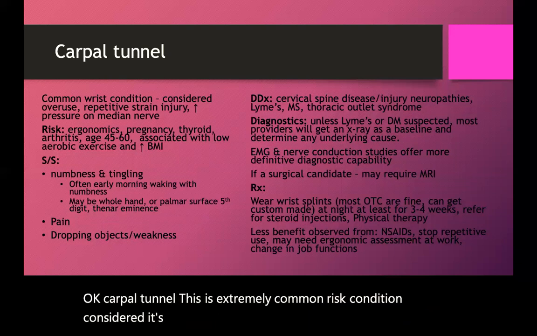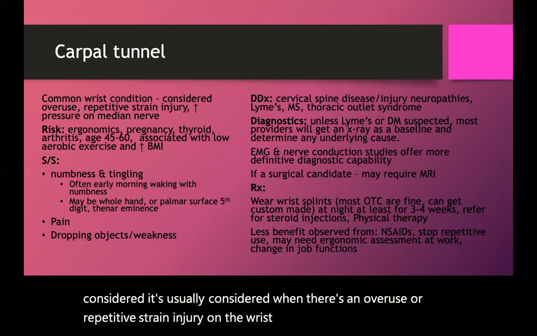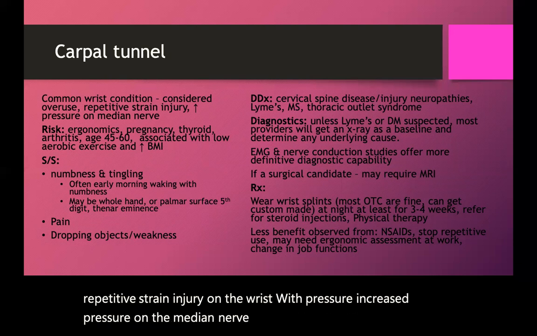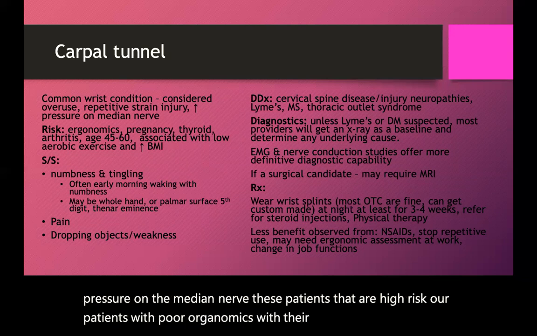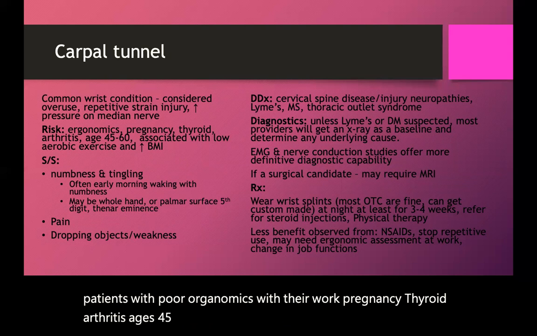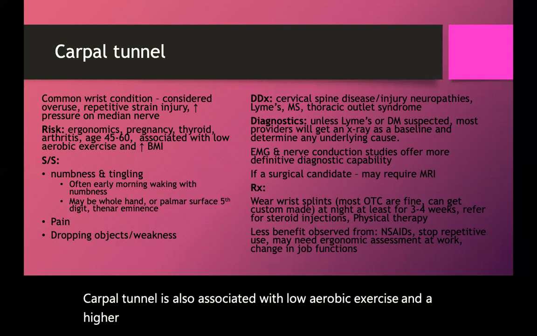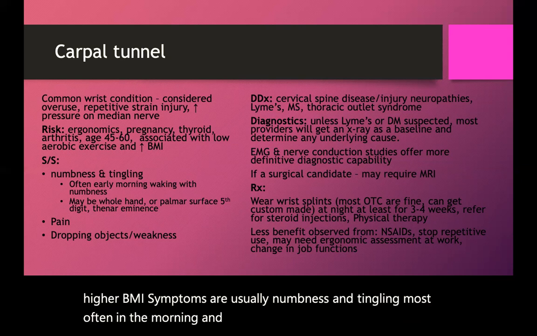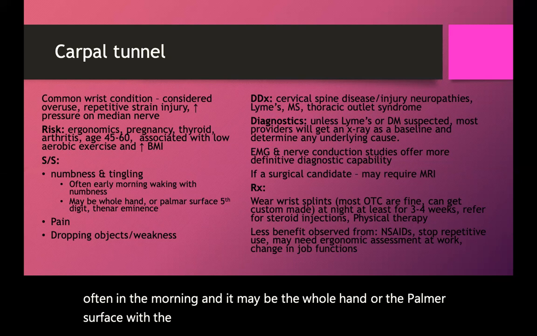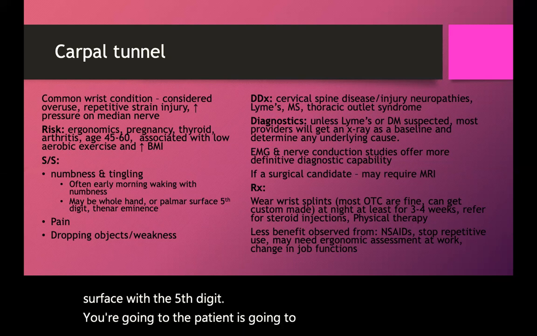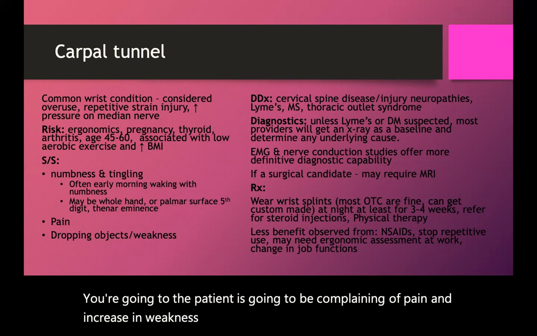Okay, carpal tunnel. This is an extremely common wrist condition. It's usually considered when there's an overuse or repetitive strain injury on the wrist with increased pressure on the median nerve. Patients that are high risk are patients with poor ergonomics with their work, pregnancy, thyroid, arthritis, ages 45 to 60. Carpal tunnel is also associated with low aerobic exercise and a higher BMI. Symptoms are usually numbness and tingling, most often in the morning, and it may be the whole hand or the palmar surface with the fifth digit. The patient's going to be complaining of pain, an increase in weakness, dropping objects.